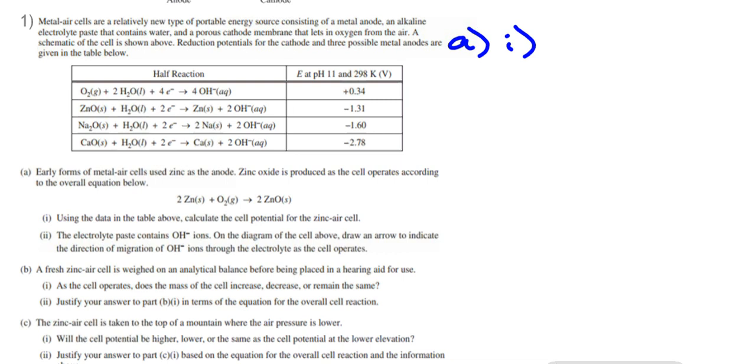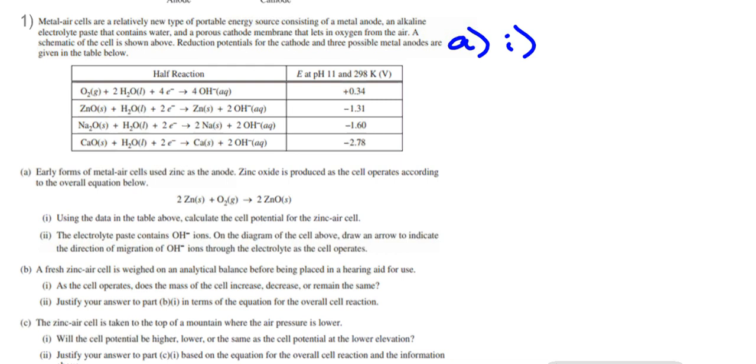It says the electrolyte paste contains OH minus. On the diagram of the cell above, draw an arrow to indicate the direction of the migration of the OH minus ions through the electrolyte as the cell operates. But try to figure out what equations, two of them, that you're using, and because of that, what is the cell potential?